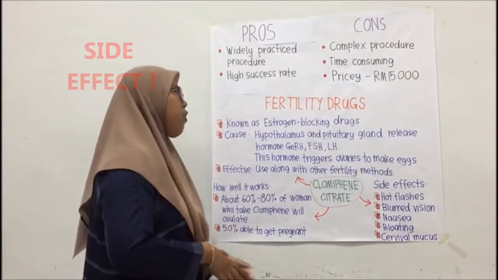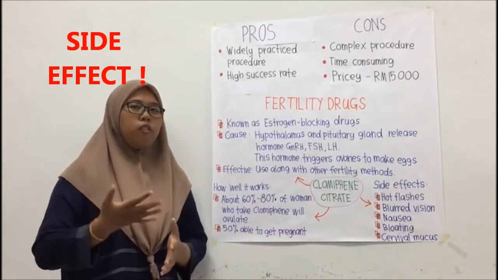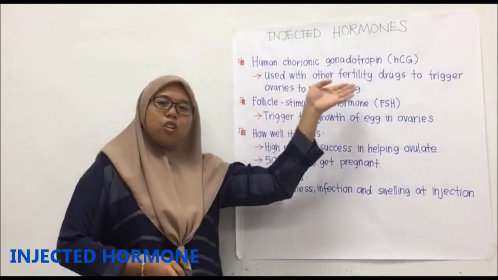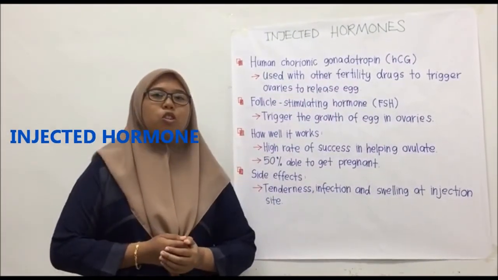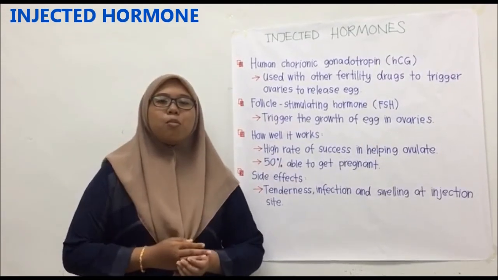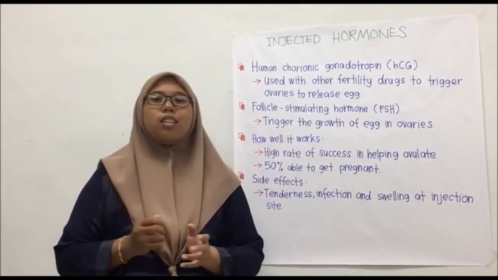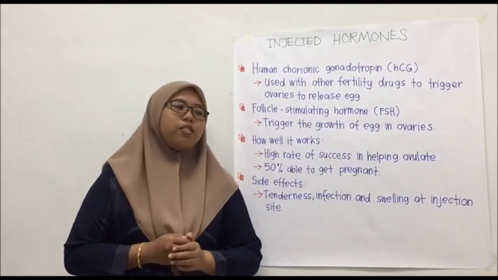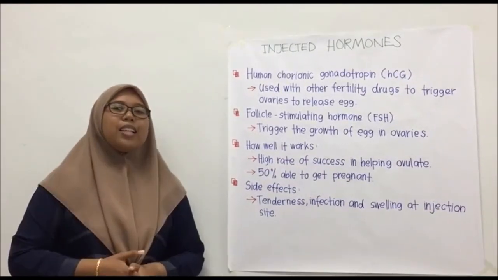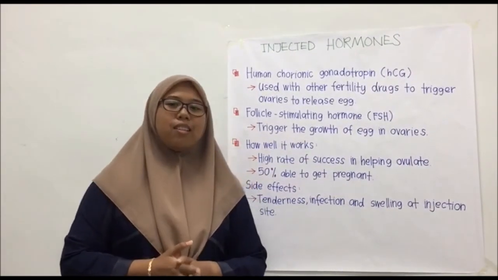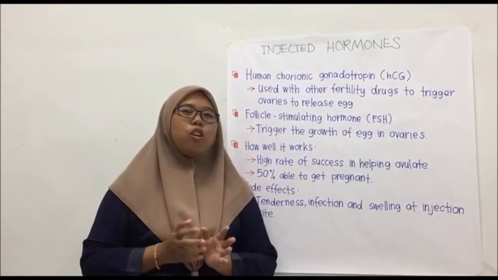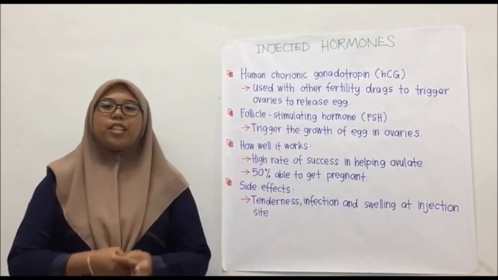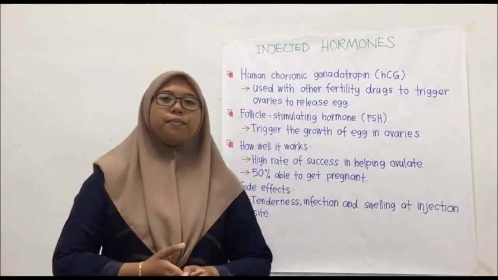However, there are also side effects for this drug, which are that the woman will feel hot flashes, blurred vision, nausea, bloating, and cervical mucus. Second is injected hormones. We have human chorionic gonadotropin, HCG, and follicle stimulating hormone, FSH. HCG is used with other fertility drugs to trigger the ovary to release the egg, while FSH triggers the growth of eggs in the ovary. Injected hormones have a high rate of success in helping ovulation, and 50% of women can get pregnant. The side effects of injected hormones are tenderness, infection, and swelling at the injection site.